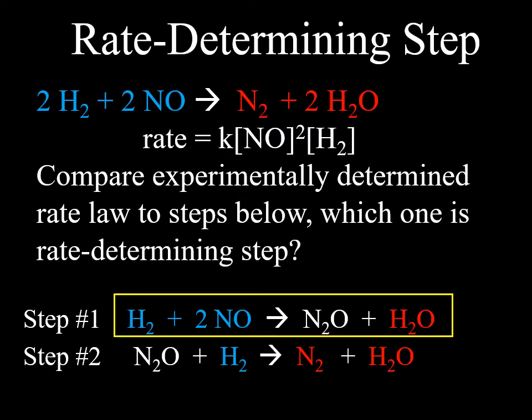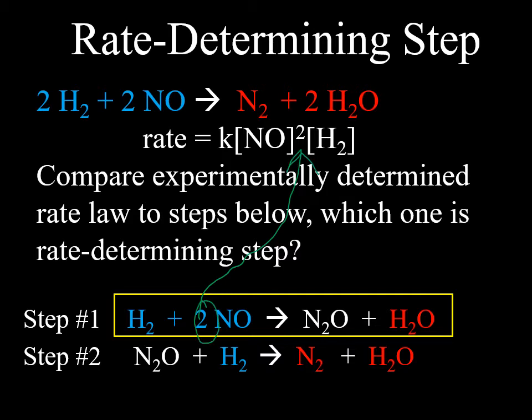Look at the stoichiometry of it. It says there's 1 mole of H2 and 2 moles of NO. Now look at the order of the reaction in the rate law. It's an order of 1 for the H2, 2 for the NO. So what I'm saying is, take this number right here, and it becomes that exponent.